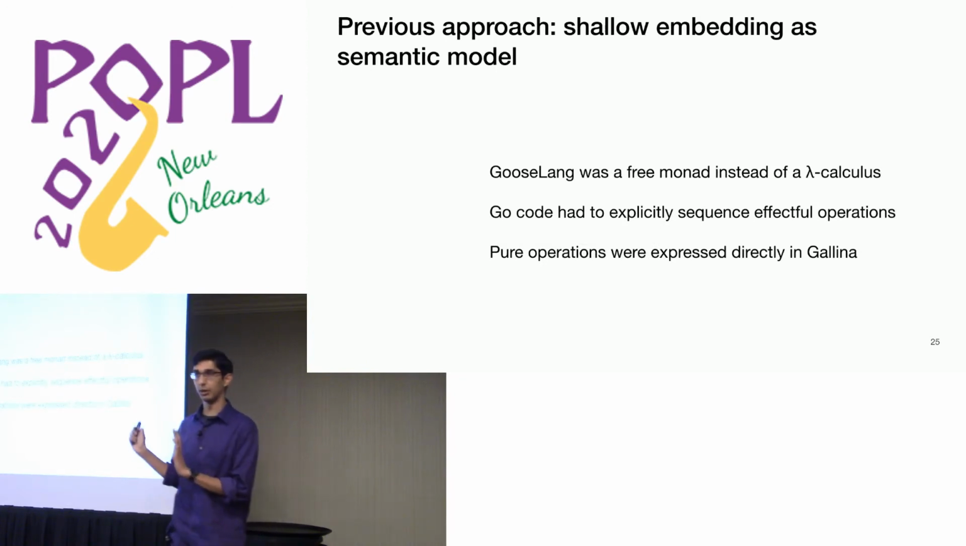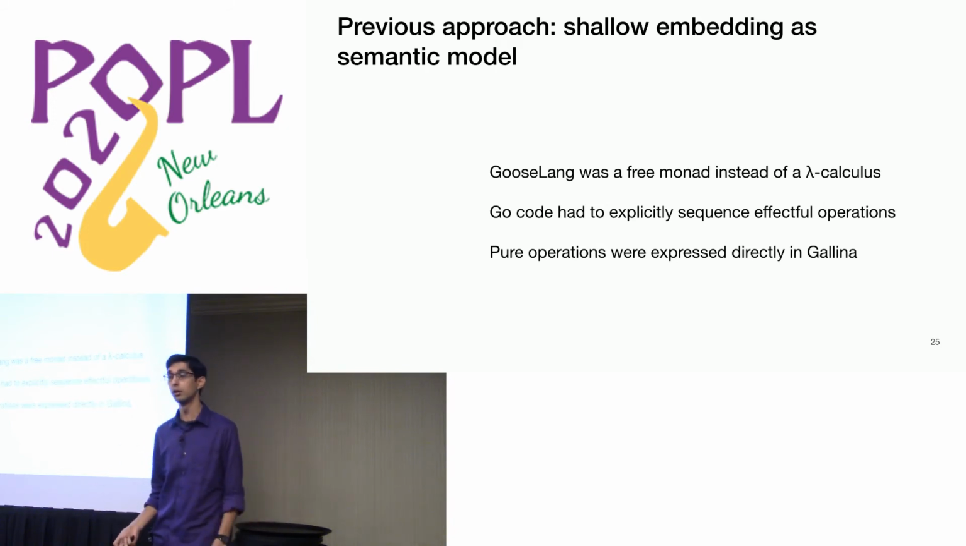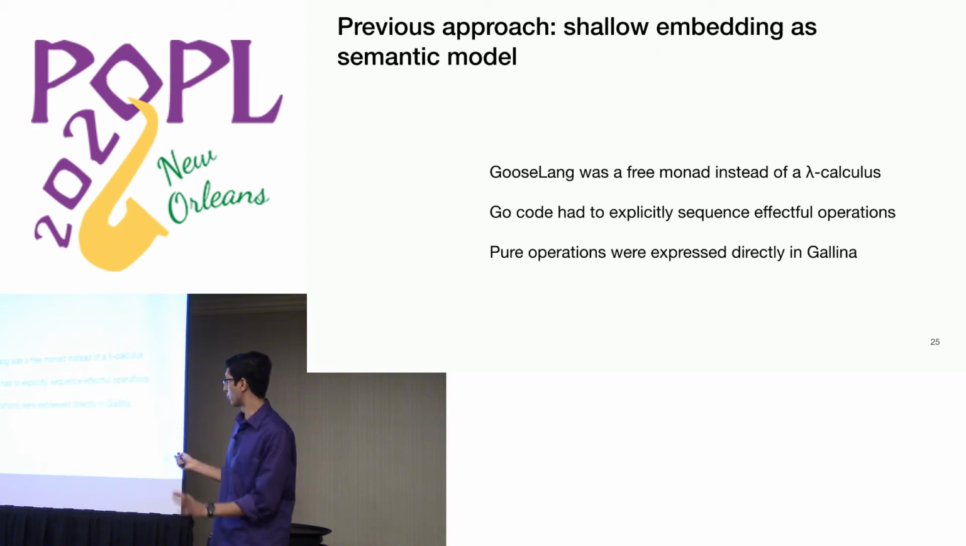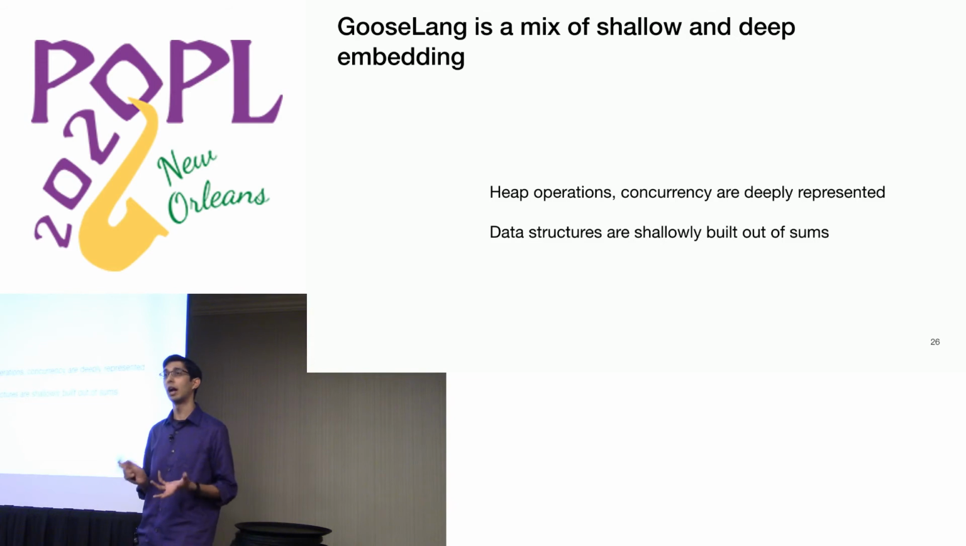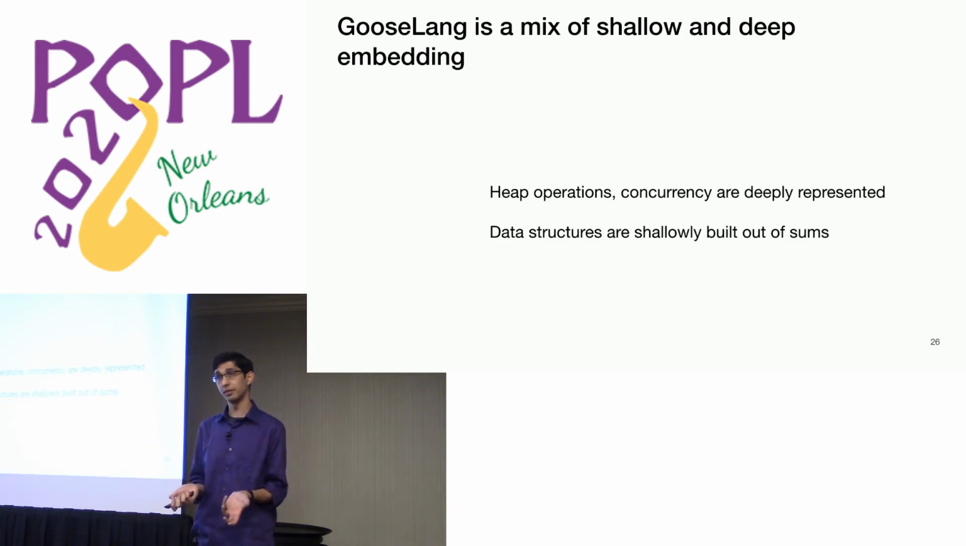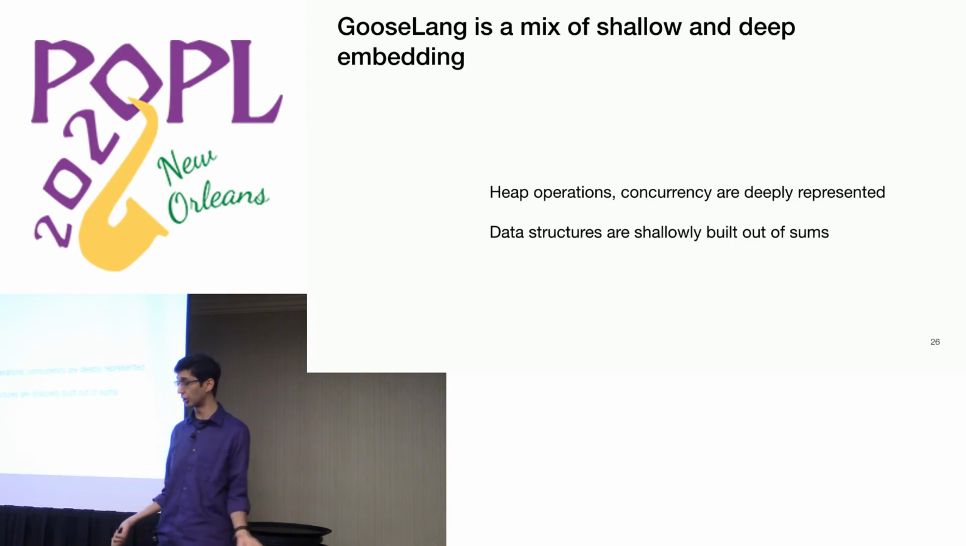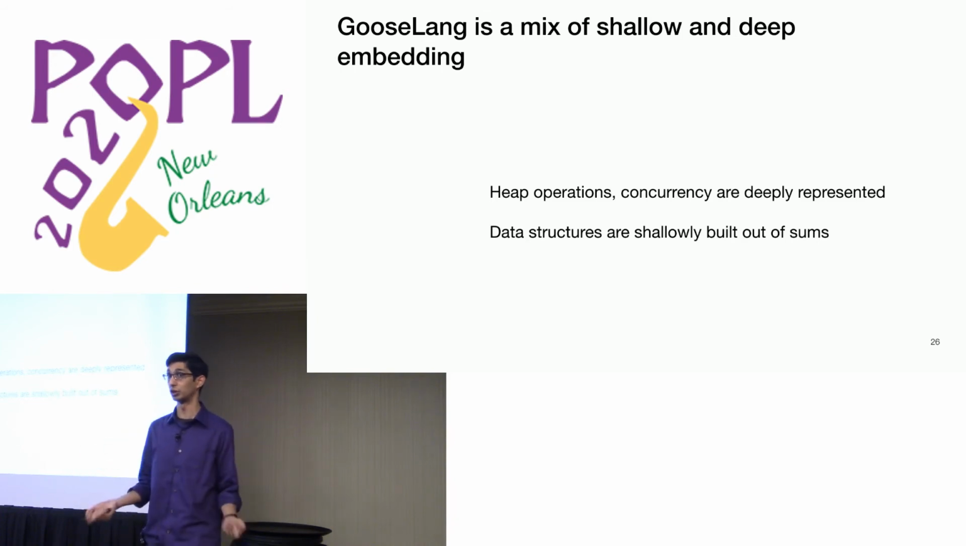Because the abstract mentions this, I should warn you that what I've been talking about is the current version of Goose, which is quite different from what the submission looked like. Previously, we were using a shallow embedding as the semantic model, but this had some problems. I'll skip over what was bad about it. But I'd like to mention that even now we still have sort of a shallow embedding. While we deeply represent things that have to be deeply represented, like heap operations and concurrency, we build data structures out of sums. We don't have a primitive notion of structs, and even something mundane like definition management: a function is represented as a Coq definition, which is also sort of a shallow embedding.